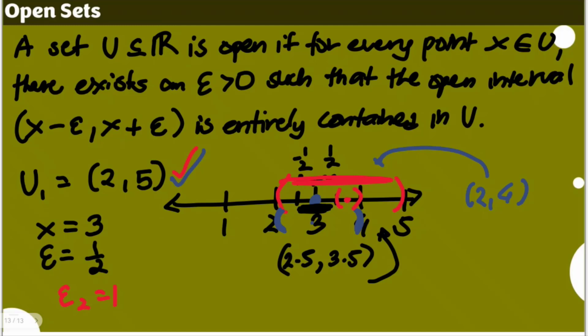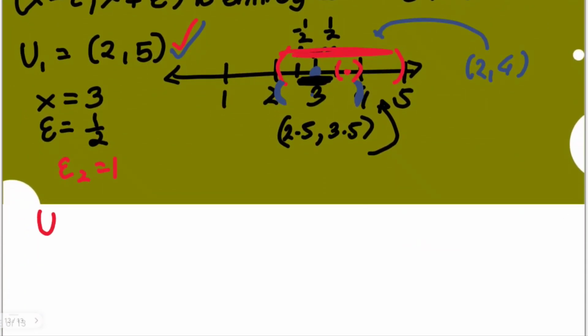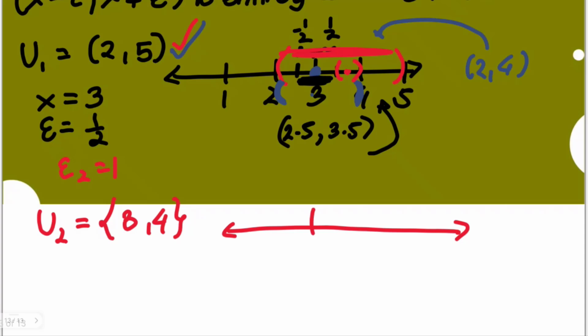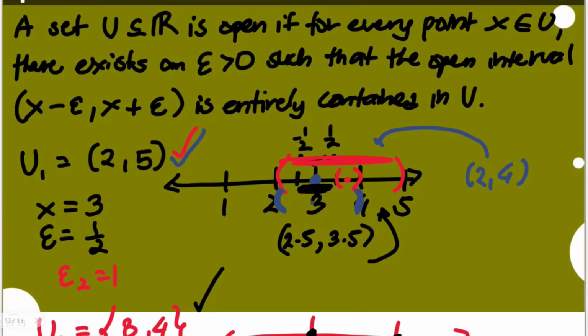Now what if I have this second set, U sub 2? Let's say we have 3 and 4. In our Cartesian plane, you will have here 3 and 4. These are our elements. Is this open or not open? I'm not yet sure if it's closed. So is this open or not open? Take note that x should be an element of U, right?